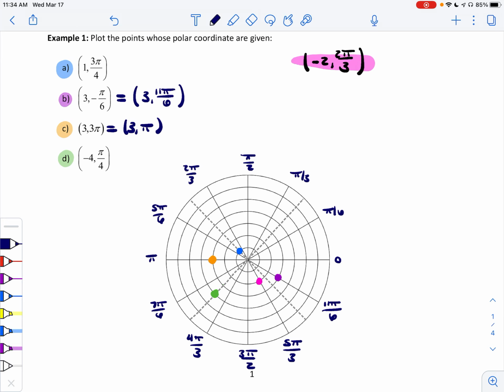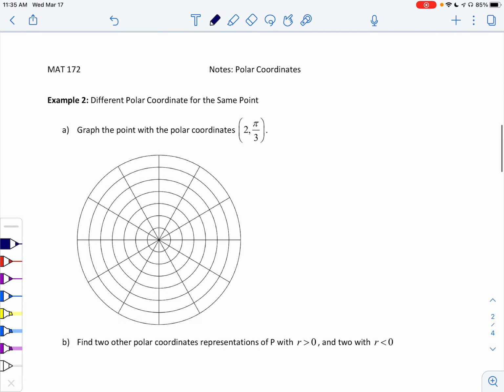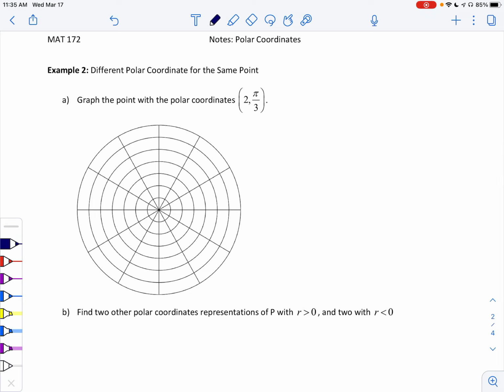So with polar coordinates, there are an infinite number of ways that we could write every point, depending on whether you have a positive radius and a positive angle, or maybe you have a negative angle, maybe you have a negative radius, maybe you have an angle that is bigger than 2 pi, or an angle that's less than negative 2 pi. There are a lot of different ways that you can write these points in polar coordinates. So the next thing we're going to do is take a look at a point. We have our point 2 and pi over 3, and we're going to think of a few different ways that we can write this same point, but using different polar coordinates.